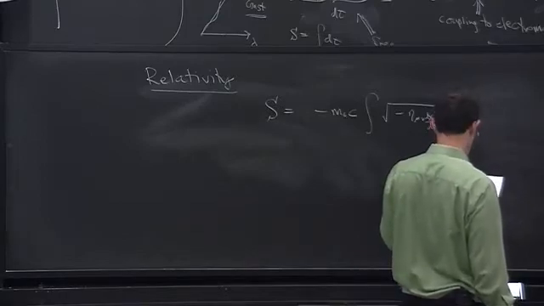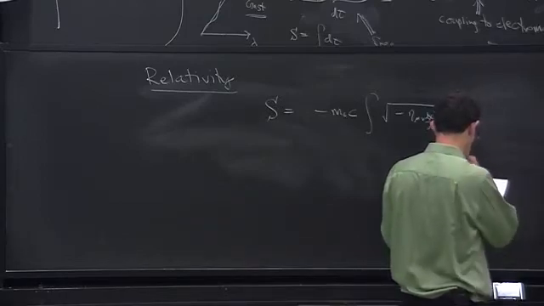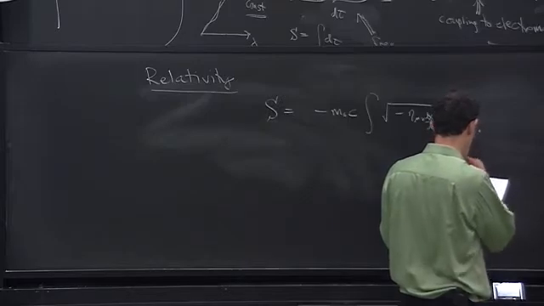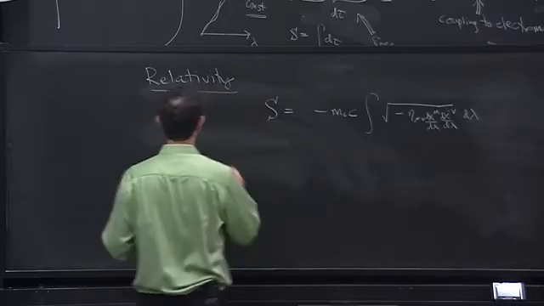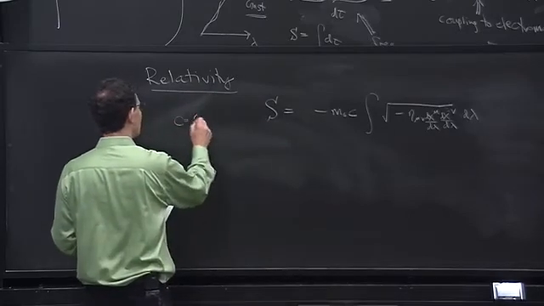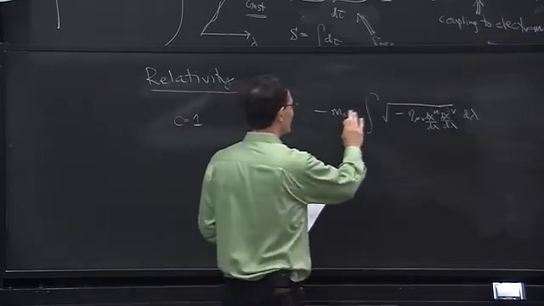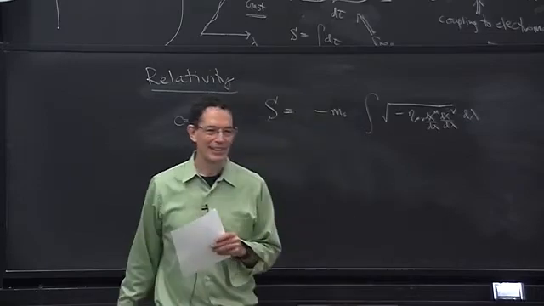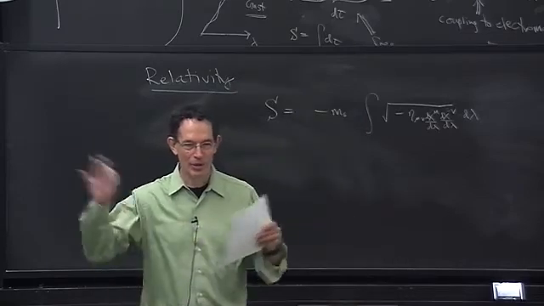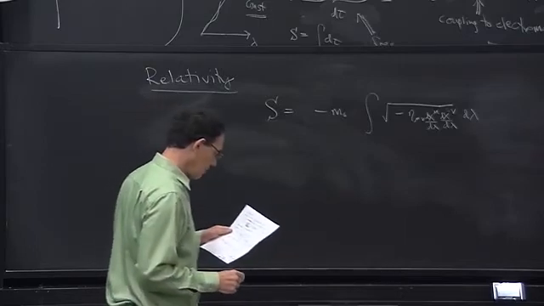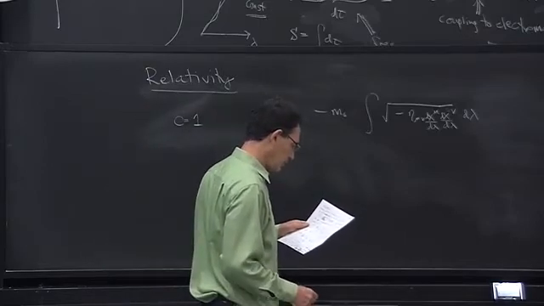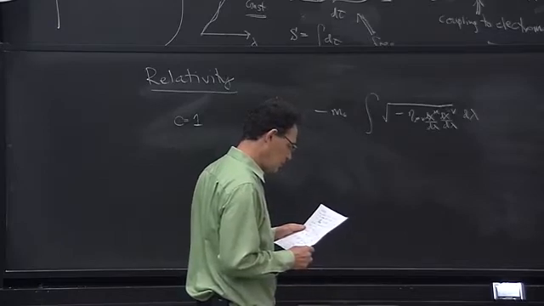In fact, what I'm going to do is choose c equals 1 now. Okay, so I don't have to keep track of c, just to simplify the algebra. You can always put it back in. But let's choose c equals 1. We're in units where the speed of light is 1.